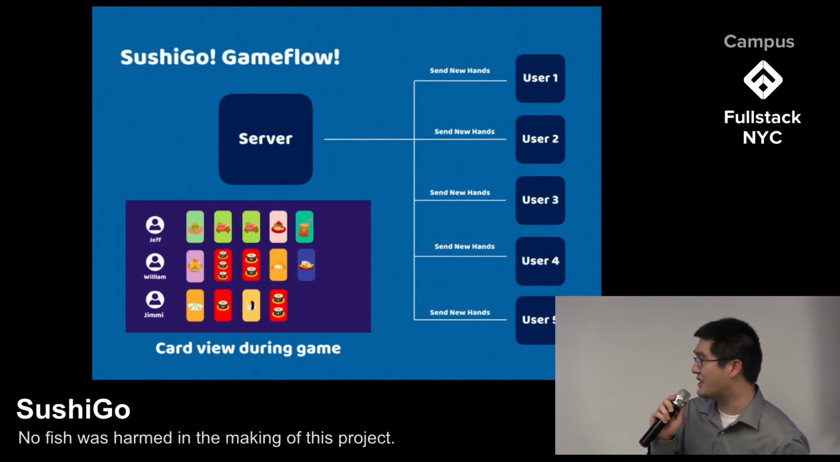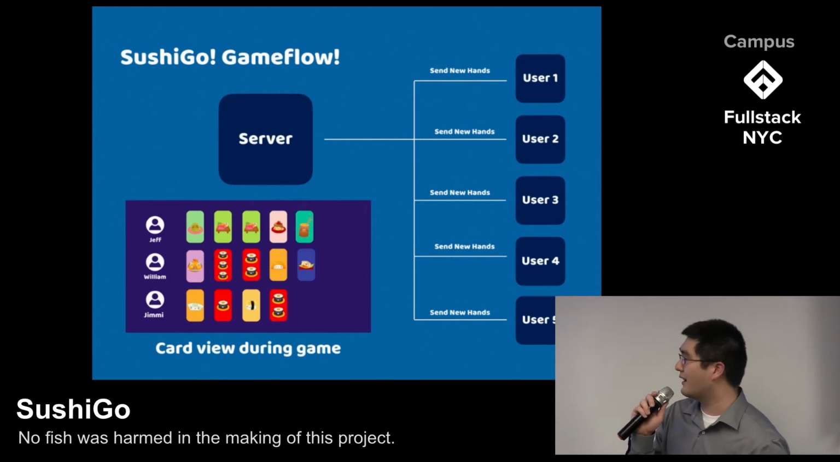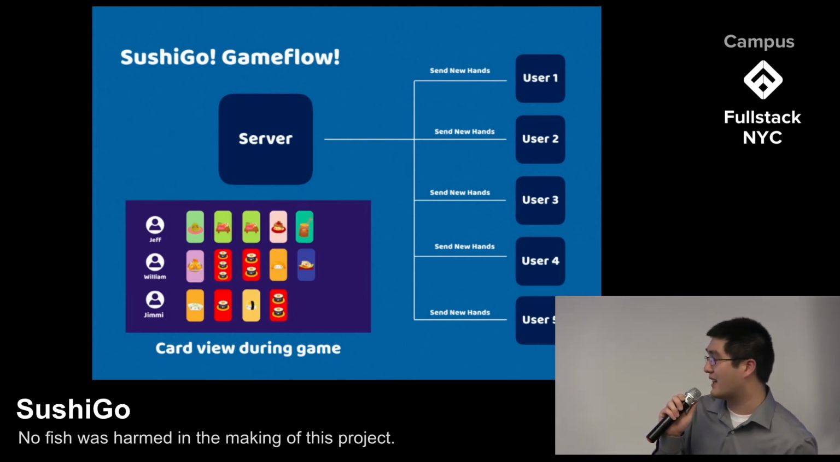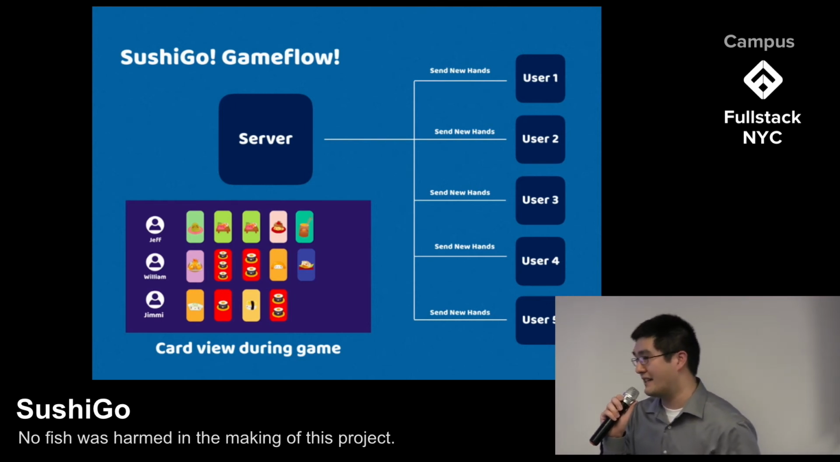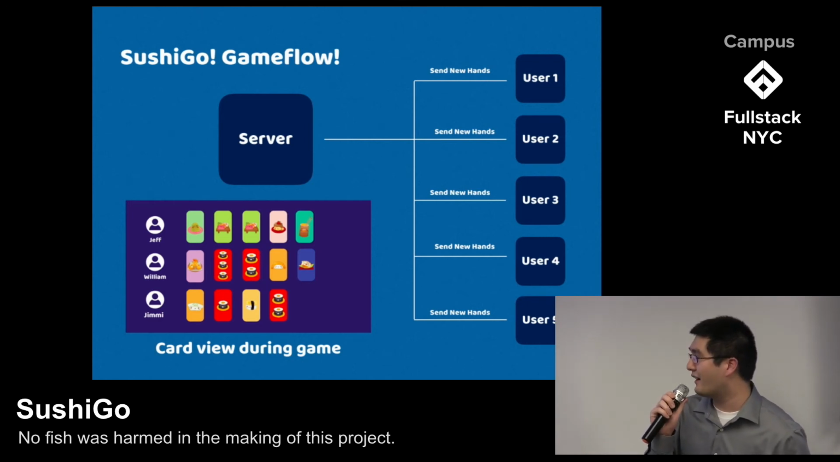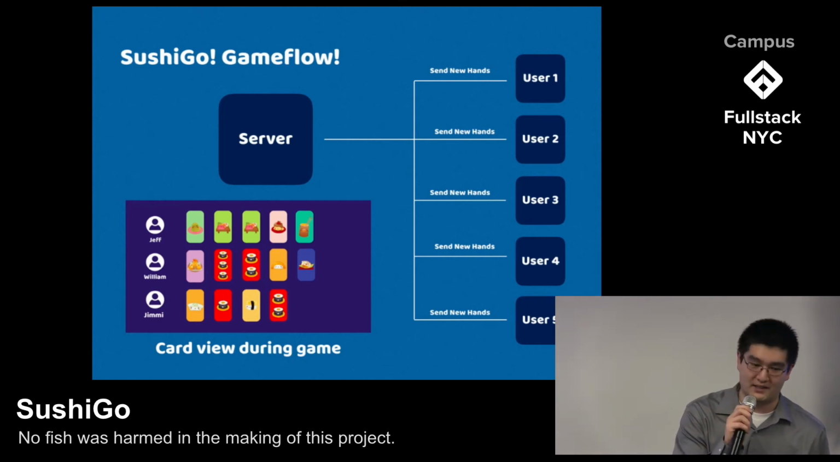In addition, each user can click on the View Round Info button, which will show each of the cards that they have attained during the current round and the previous scores that they have attained from each previous round. Now I'll hand it off to Jimmy to talk about what happens at the end of each round.